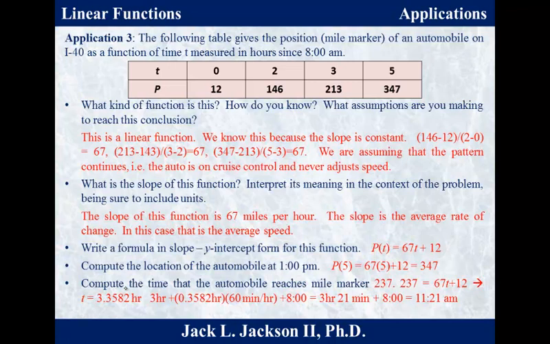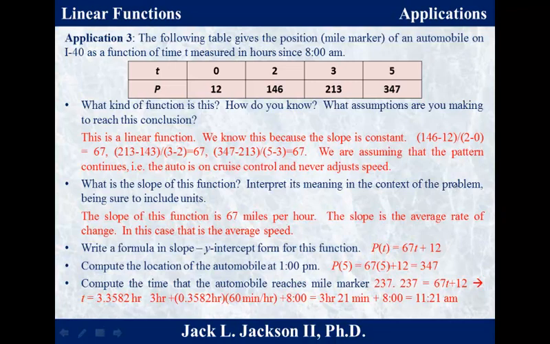So we want to figure out what time of day that is. We need to do this in hours and minutes. So there's 3 whole hours, and then you take the 0.3582 times 60 minutes per hour. The hours cancel, and that turns out to round off to 21 minutes. So that's 3 hours and 21 minutes plus 8 o'clock in the morning makes us 11:21 a.m. So if we were answering in a sentence, we would say the automobile reaches mile marker 237 at 11:21 a.m.